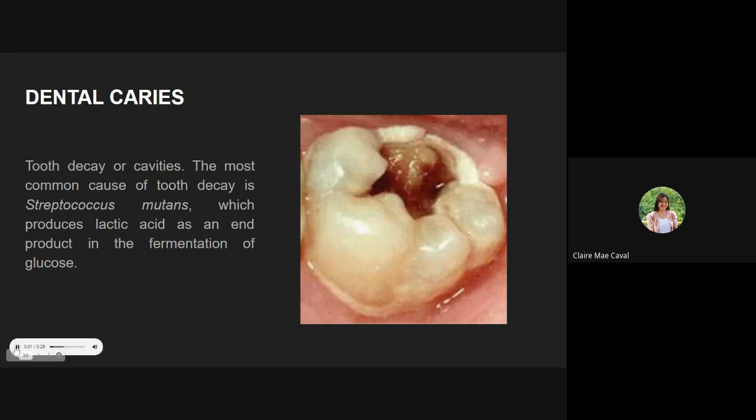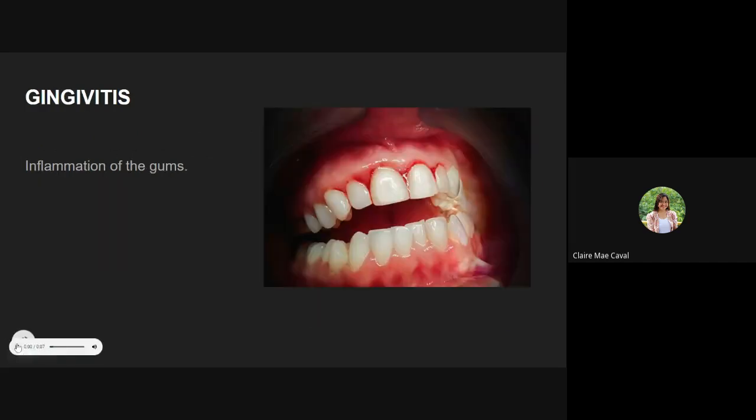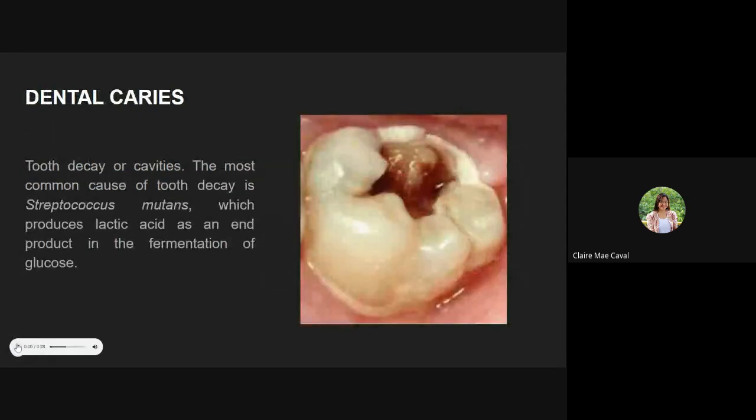Dental caries are actually tooth decay or cavities. The most common cause of tooth decay is Streptococcus mutans, which produces lactic acid as an end product in the fermentation of glucose. So we are very familiar; I guess most of us experienced this when we were young. So this is your dental caries.